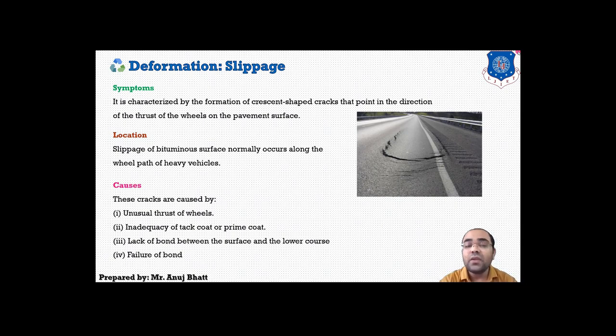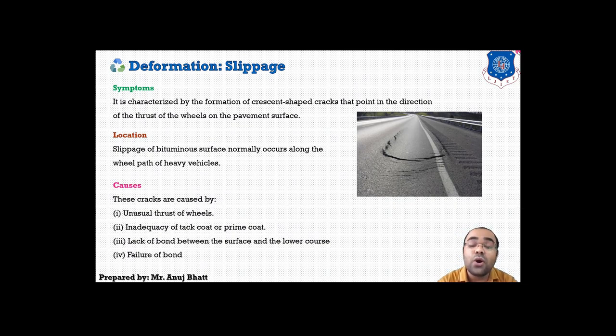If we talk about the location of slippages, the slippage of bituminous surface normally occurs along the wheel path of heavy vehicles. At whatever place the heavy vehicles move on a particular road, along that path such types of cracks may occur. Now, what are the causes?